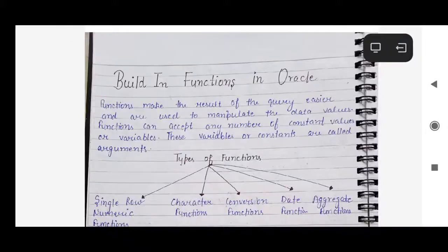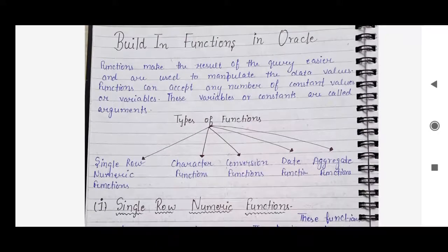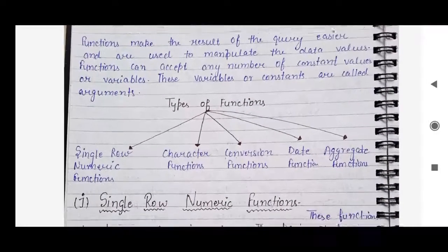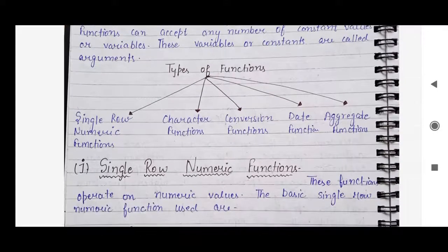Share my notes on built-in functions in Oracle. So Oracle provides various built-in functions which we can directly use and find a value without doing some huge calculation. Basically, Oracle provides 5 types of built-in functions: single row numeric functions, character functions, conversion functions, date functions, and aggregate functions. In this video, we will see the single row numeric functions.